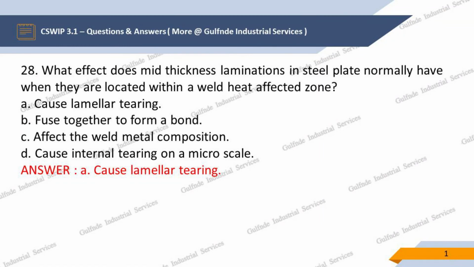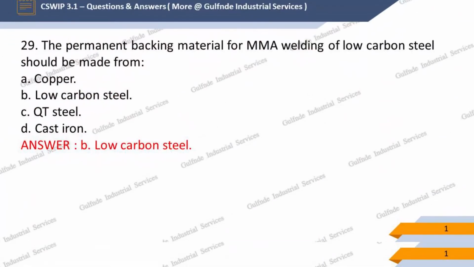Question 28. What effect do mid-thickness laminations in steel plate normally have when they are located within a weld heat-affected zone? Options are A. Cause lamellar tearing, B. Fuse together to form a bond, C. Affect the weld metal composition, D. Cause internal tearing on a micro scale. Our answer is A. Cause lamellar tearing.